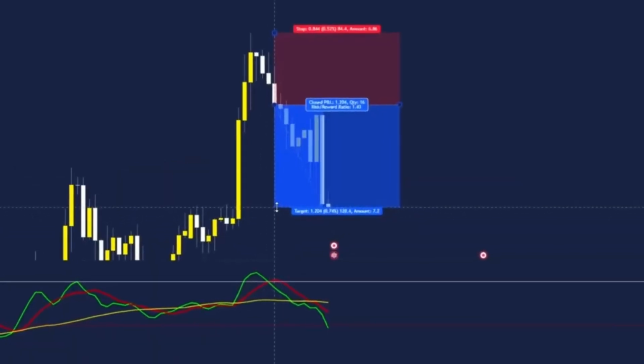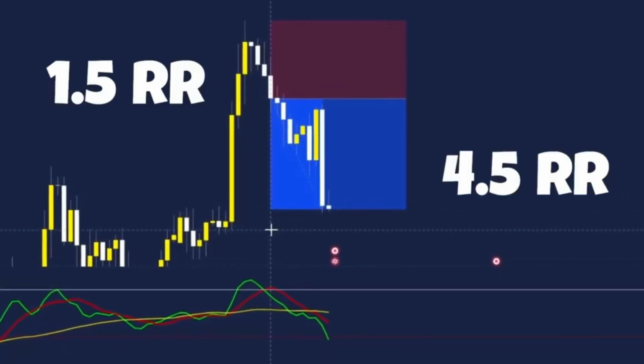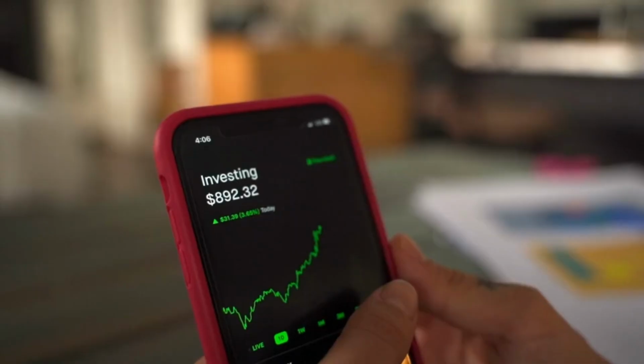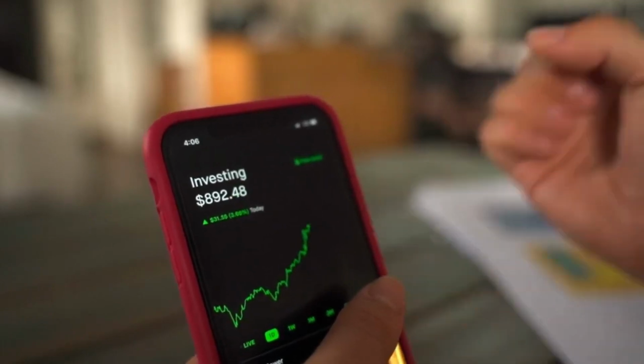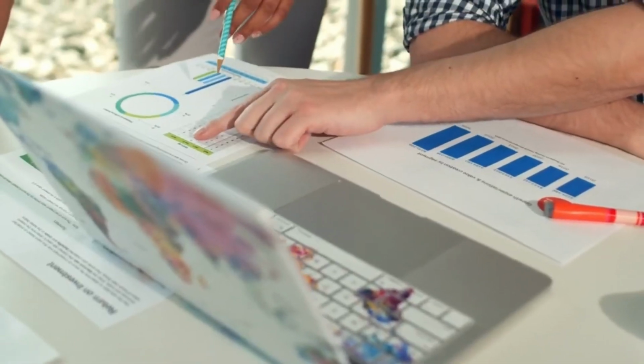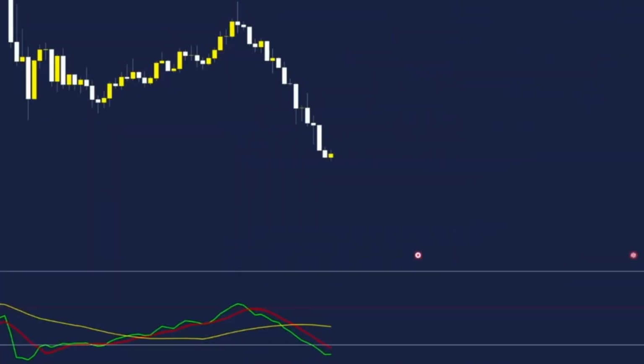The risk to reward ratio for this strategy on average is between 1.5 and 4.5 risk to reward, and it's an awesome strategy to use because you barely need to be on your phone or PC. Just check the chart every 4 hours when you're trading to see where the candles closed. The exact same rules apply for a buy trade, just reversed.